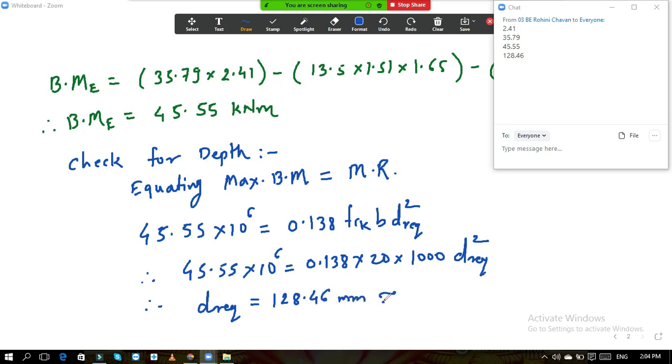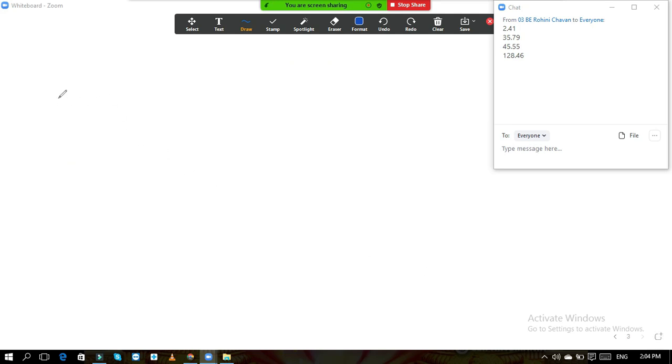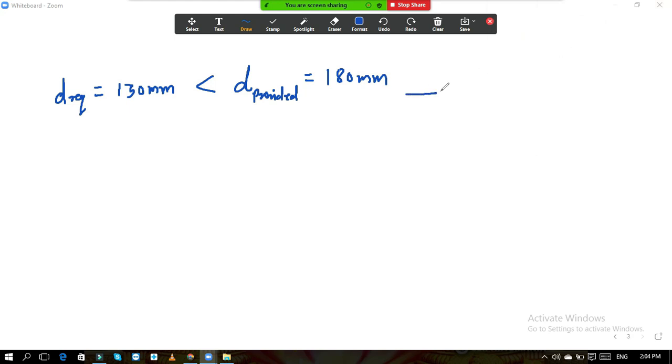So we can nearly round up this depth to 130 mm. And what we have provided, D required, which is equal to 130 mm, is less than D provided, which is equal to 180 mm. Hence it is safe. Okay. So now after taking the check for depth, now do the steel calculations.